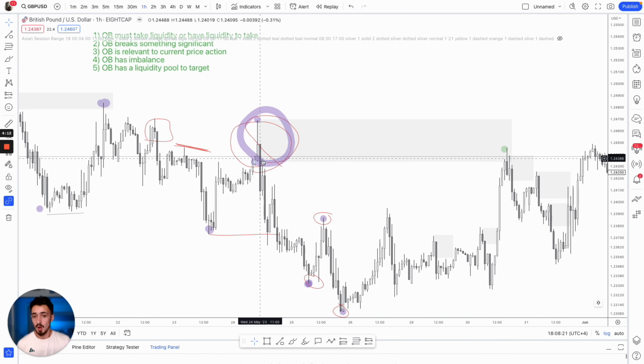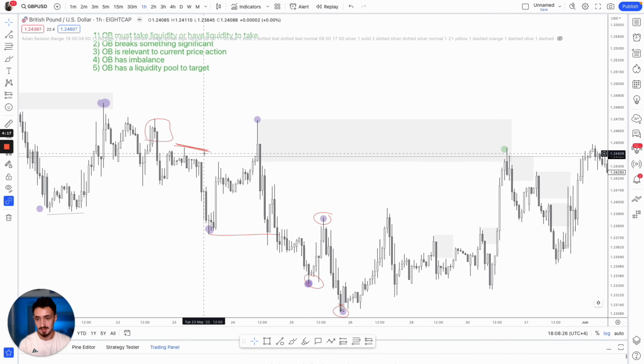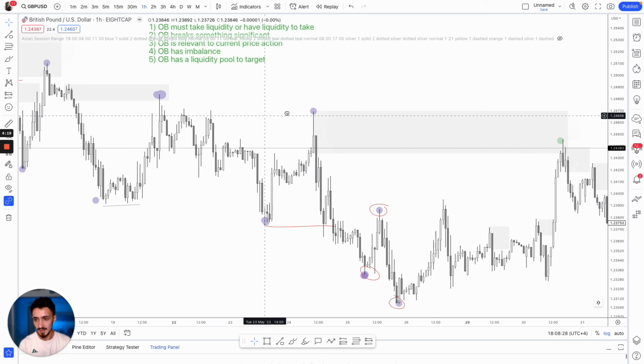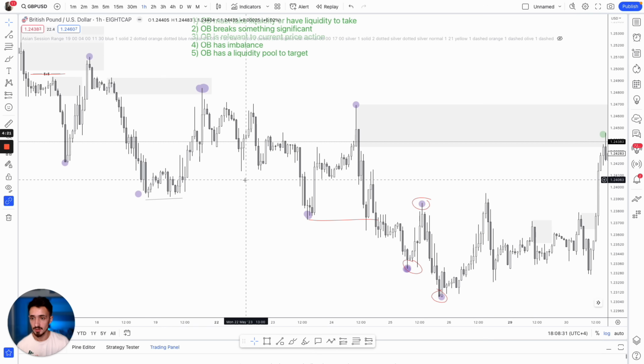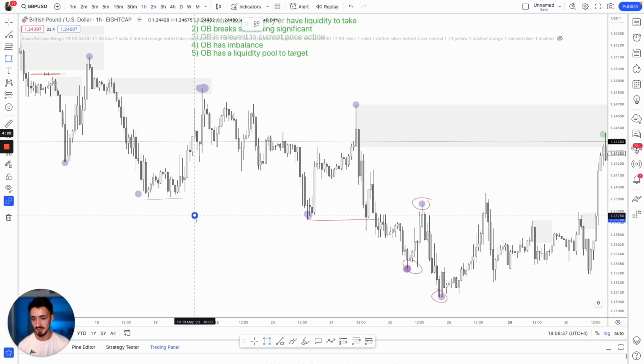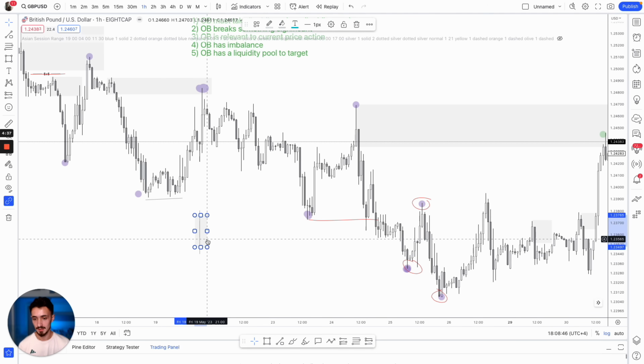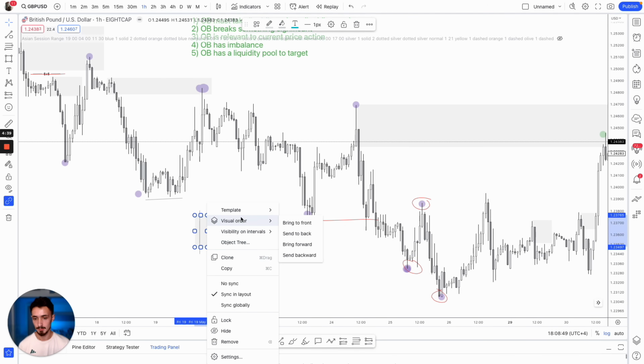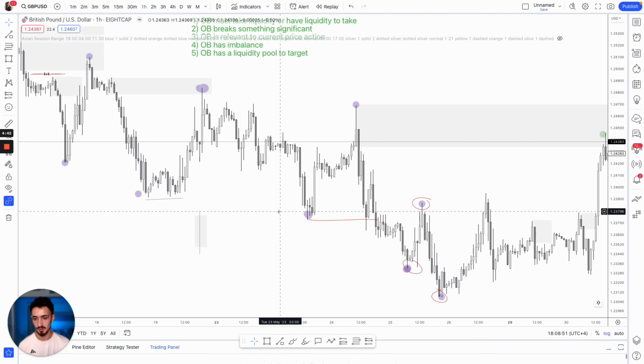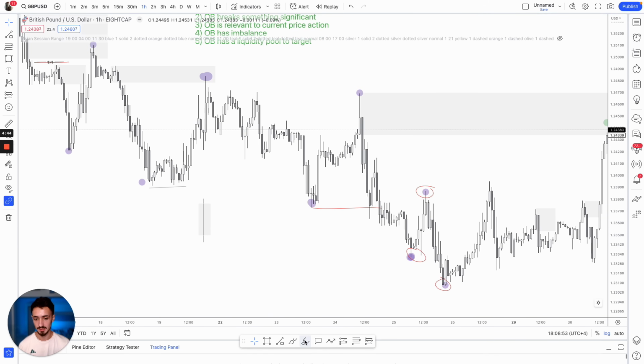Number 4, OB must have imbalance. Now, what is imbalance? Imbalance is super simple. If you take the first and the third of any candle range, if there's a gap inside of that candle, then that is essentially an imbalance. Let me show you exactly what that looks like. Let's say candle number 1 looks like this, just for rough sake. Let's say that's candlestick number 1.